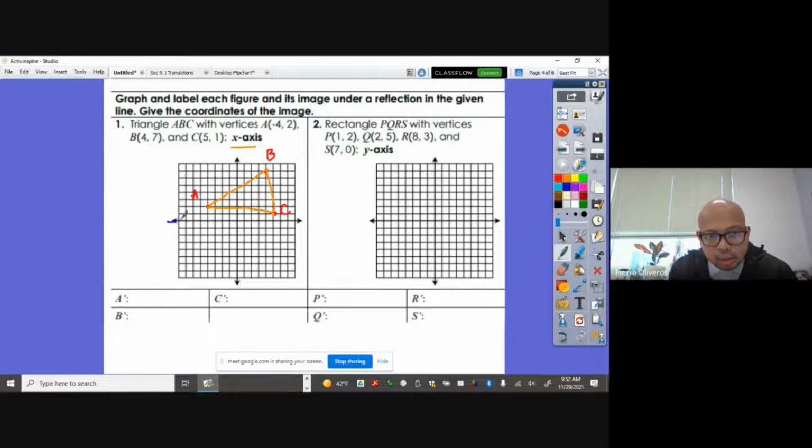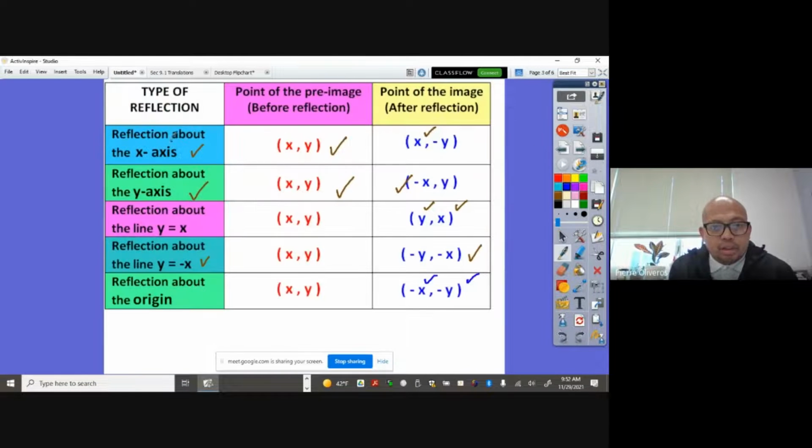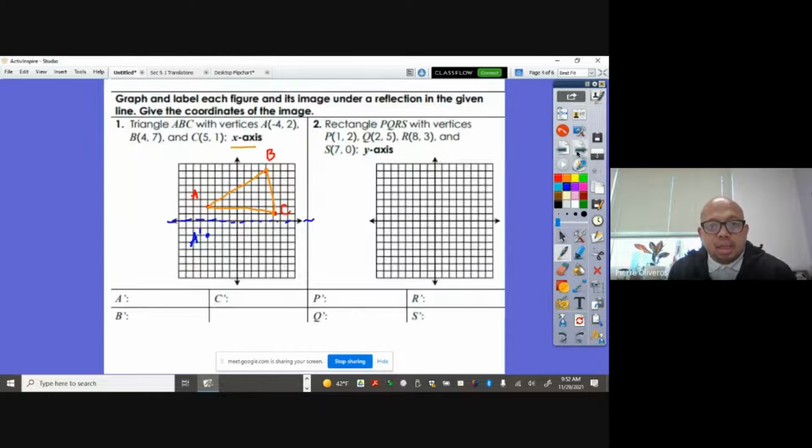The x-axis is right here. So you have two ways here. Either you find the distance of point A to the line of reflection, which is 2 units, and go down the same distance. That will be my A prime. Another way is to use the formula. It says if it's the x-axis, I'm going to just change the sign of the y value. So if A is (-4, 2), my A prime is (-4, -2). My B prime will be (4, -7), and C prime is (5, -1).